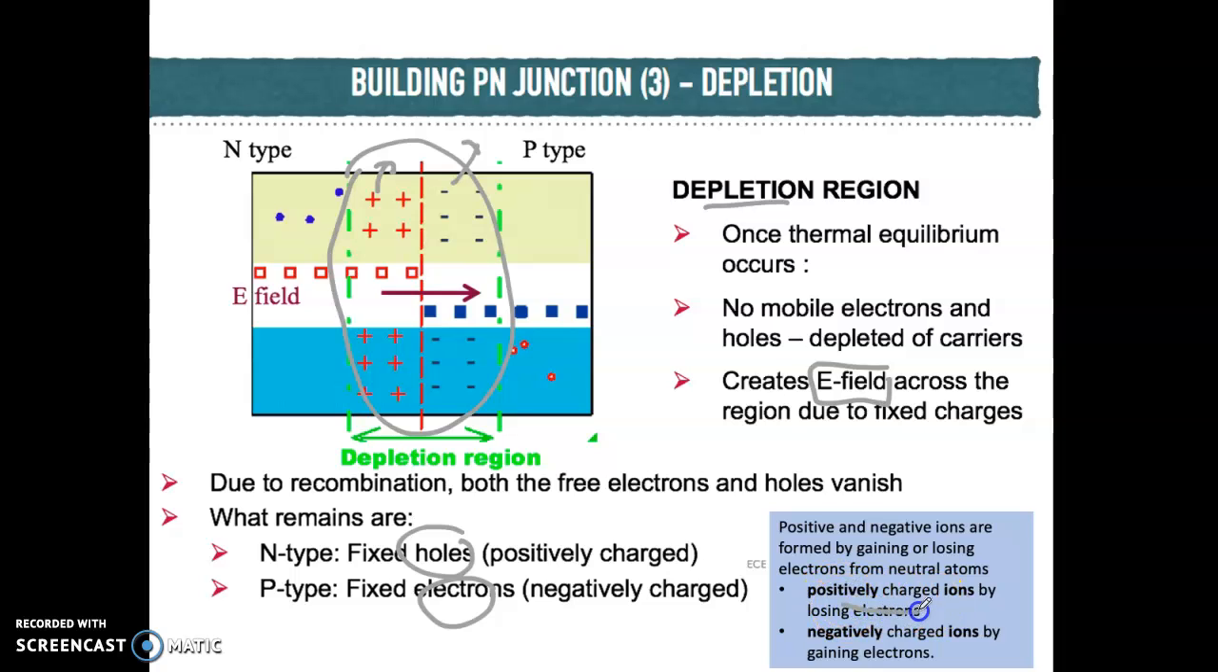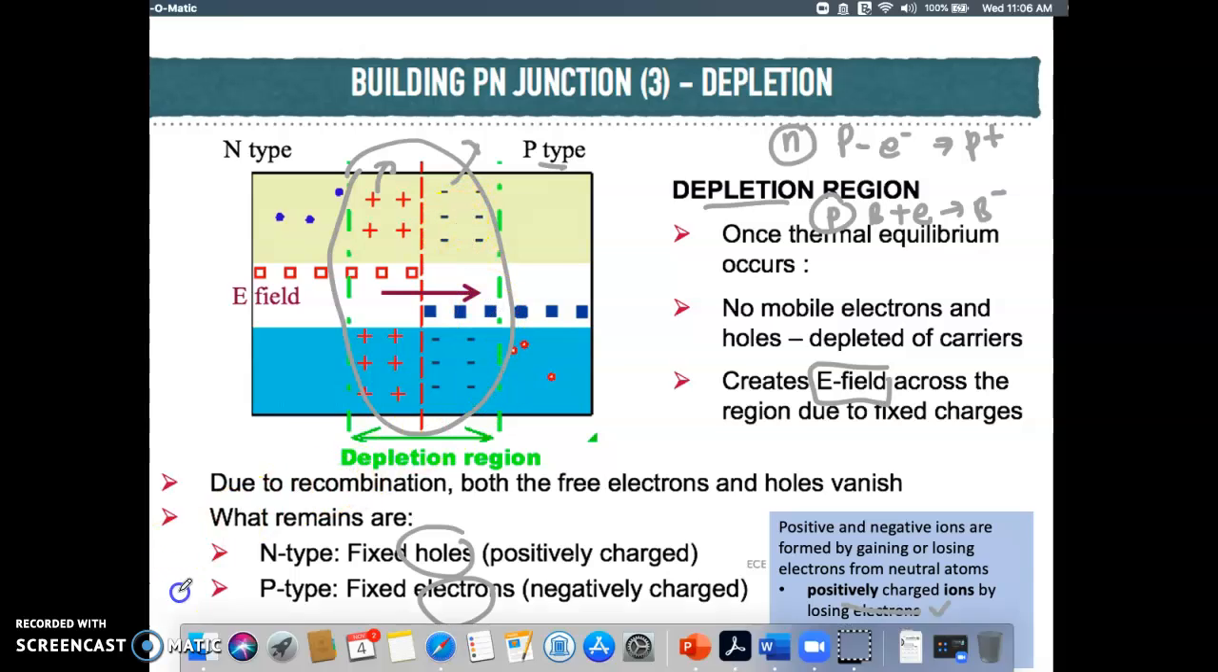Positively charged by losing electrons. So what does that mean? Let's say it's your n-type, phosphorus. You are trying to donate, right? When you donate, you become positively charged. For your p-type, let's say boron, you are trying to accept, so you become negatively charged. So p-type is negatively charged, n-type is positively charged. This is what it means.